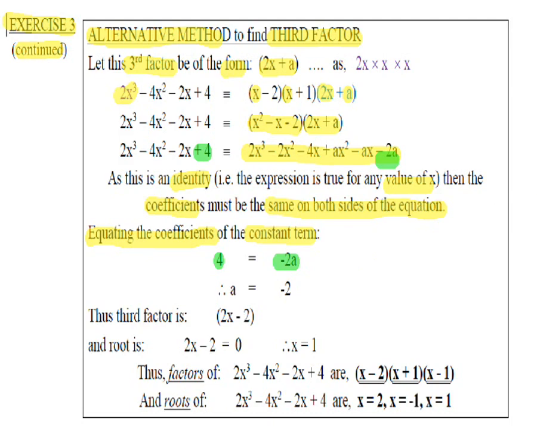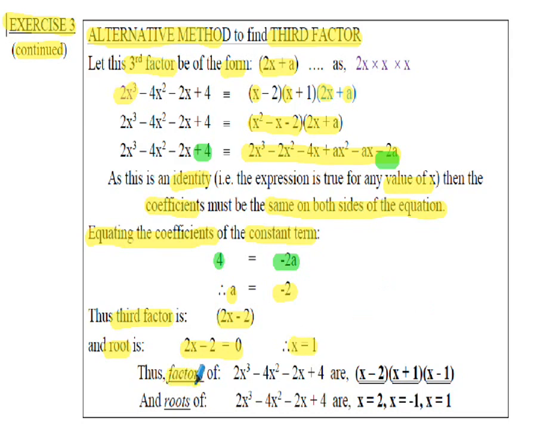Rearranging that equation, in other words, dividing both sides by -2, I end up with a is equal to -2. So my third factor is of the form 2x plus a, where the a in this case is -2. So my factor is 2x minus 2. If we want to find the root of that factor, we simply equate the factor to 0 and solve for x. So 2x minus 2 is equal to 0. If we add 2 to both sides and divide by 2, we find that x is equal to 1.